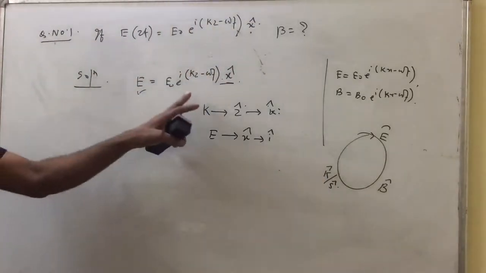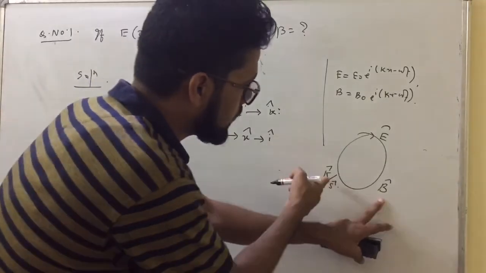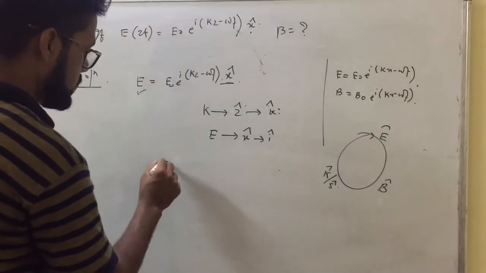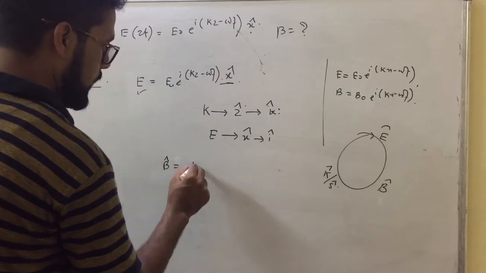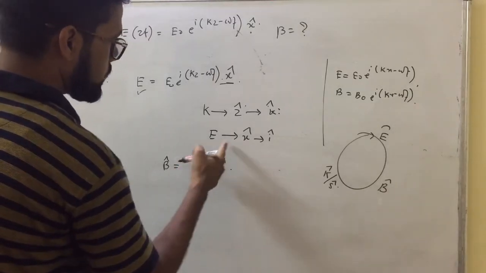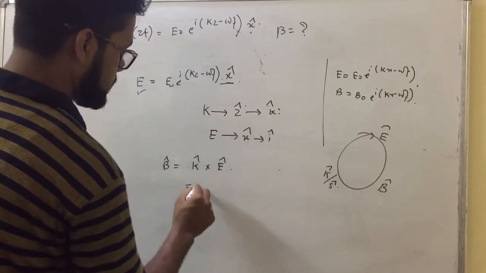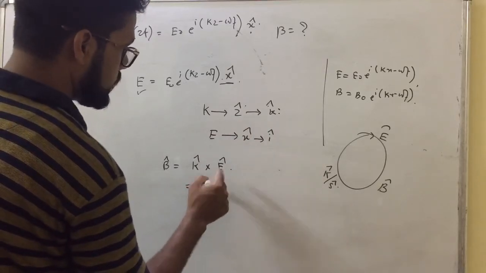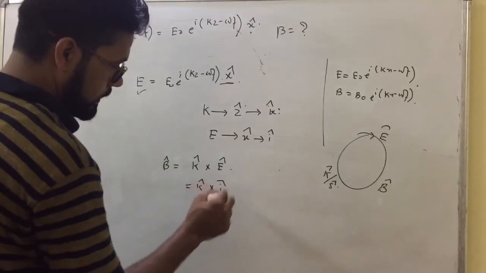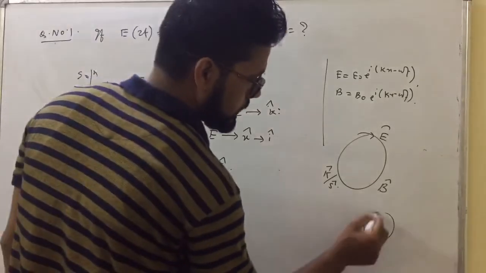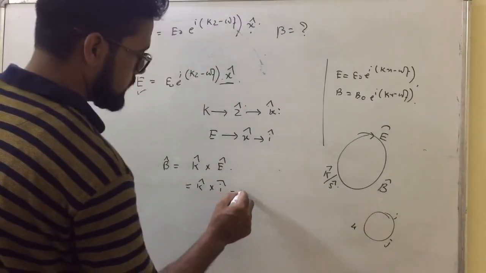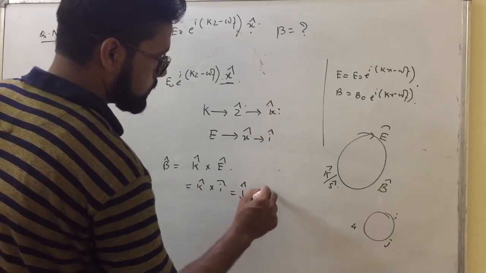Now what is the value? I have to find out B. So for B I have to take the cross product of k and E. So the unit vector of B equals k cross E. K is the propagating direction along k cap, into E direction i cap. K into i cap means what? See, i, j, k. K into i cap means it is j cap, or you can say y cap also.